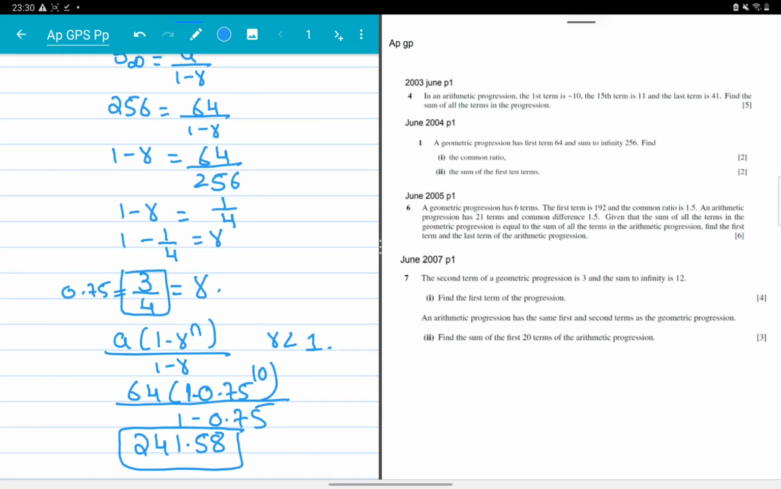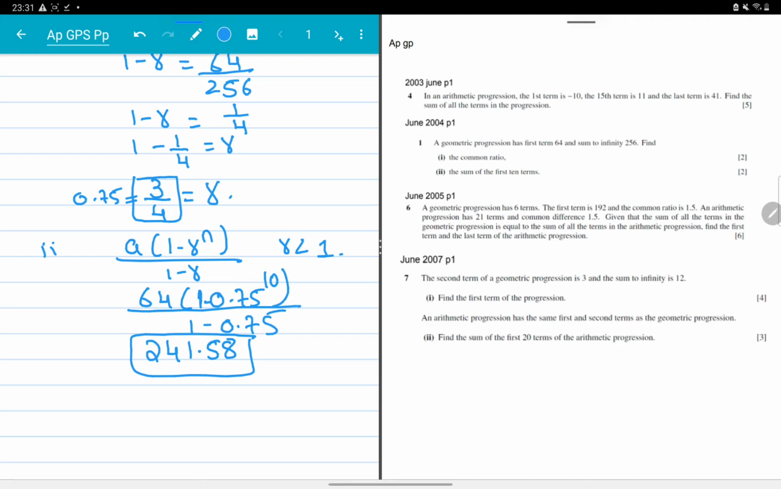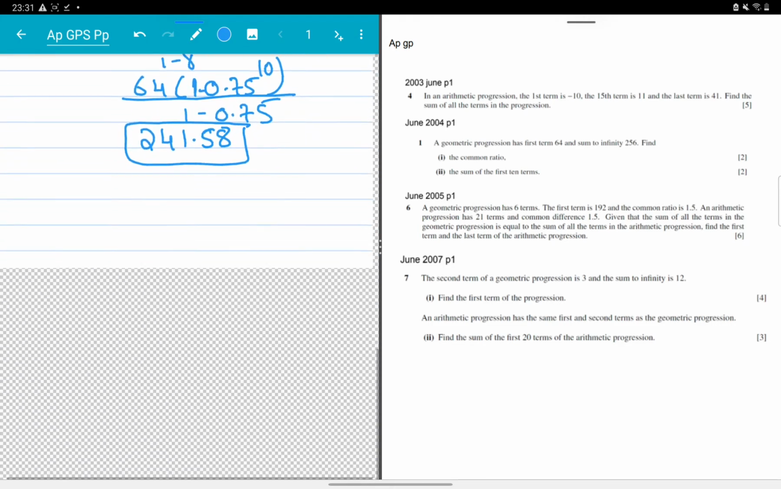In the next part they were asking you the sum of the first 10 terms. For the sum we needed the first term and the common ratio. We have both of those things. We had the number of terms, which is already given in the question, which is 10. So we substituted everything in the formula to find the sum of 10 terms of GP. Okay, now let's move towards the next question.